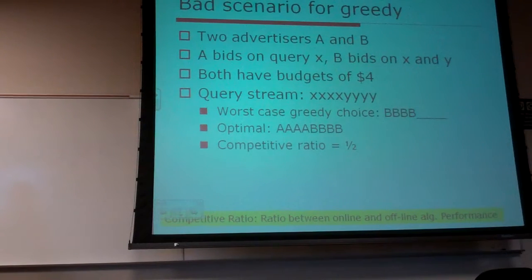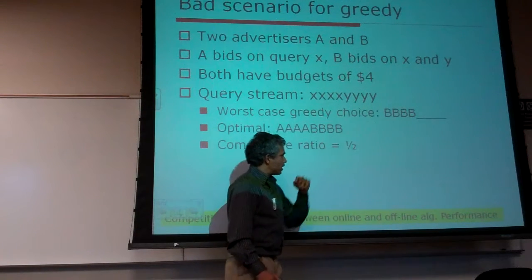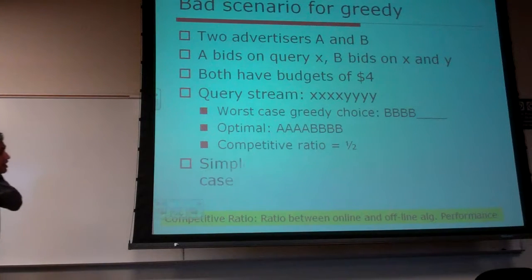And whenever you have an online algorithm, the question you're asking yourself is, what is its competitive ratio? That means, how well does it do with respect to an optimal algorithm when the entire input is known upfront? So in this case, if the competitive ratio is half, the question is, can you do any better?